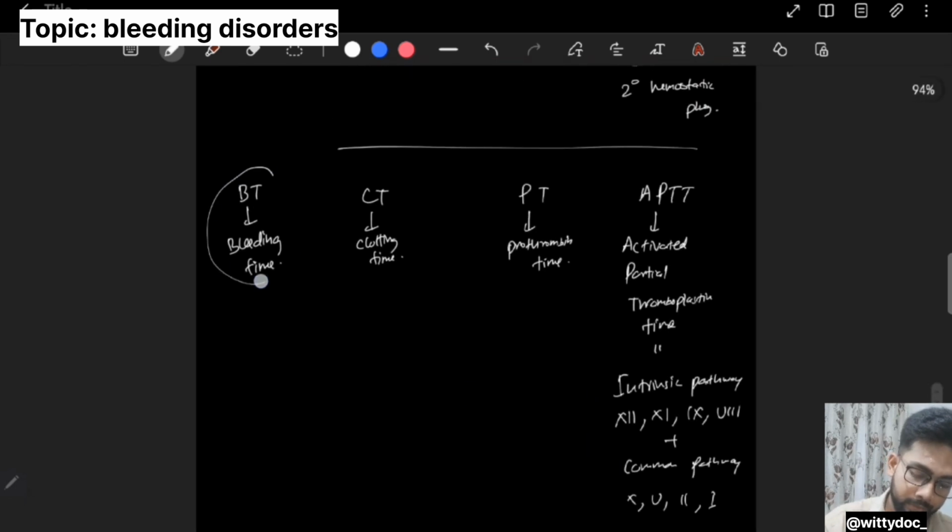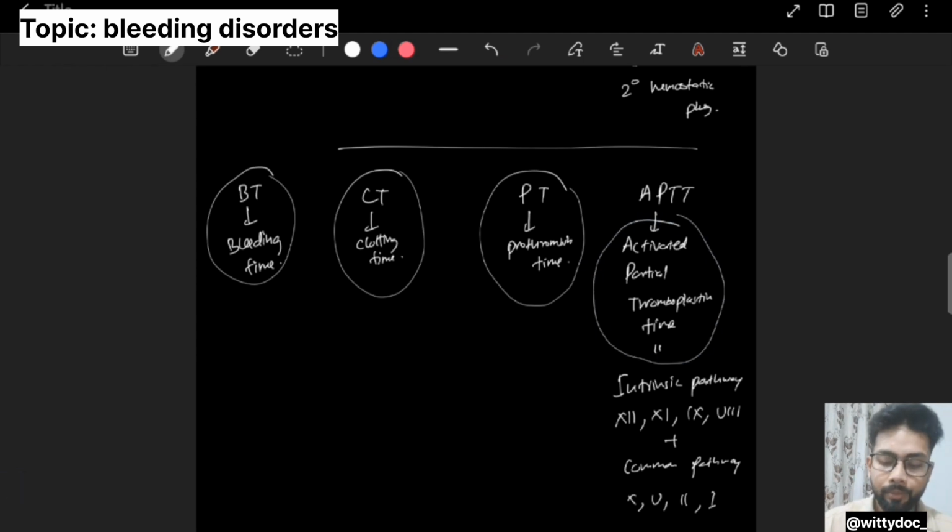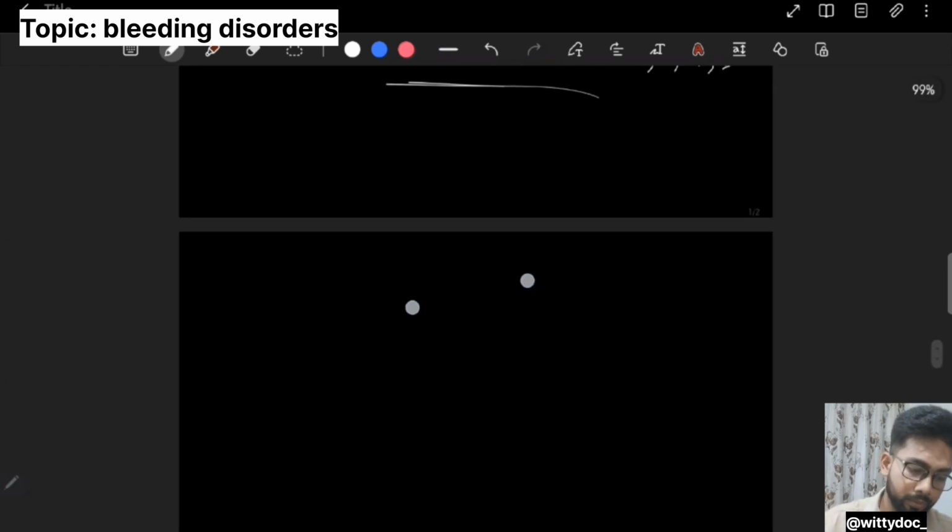Alright. Bleeding time is the time taken to stop the primary bleed. Clotting time is the time taken for the blood to clot. Prothrombin time is extrinsic pathway plus common pathway. Activated partial thromboplastin time consists of intrinsic pathway plus common pathway. So these were the terms you will need to know. Let's move on to some questions.